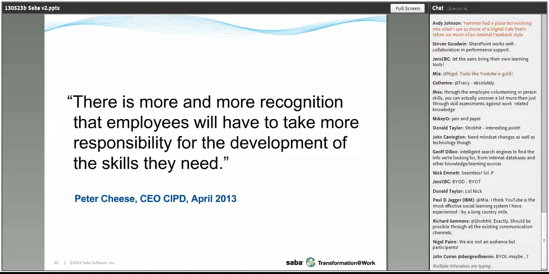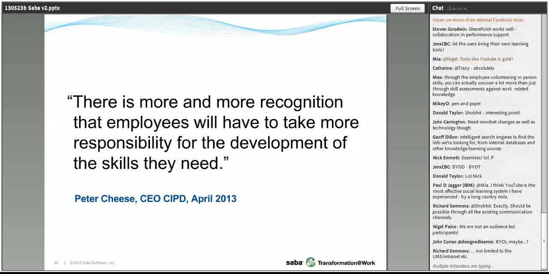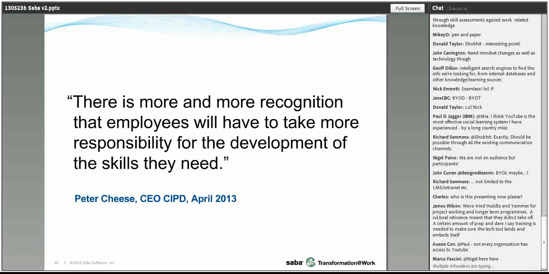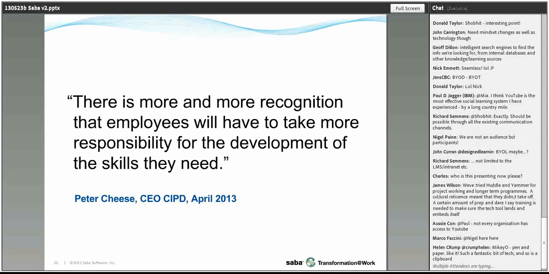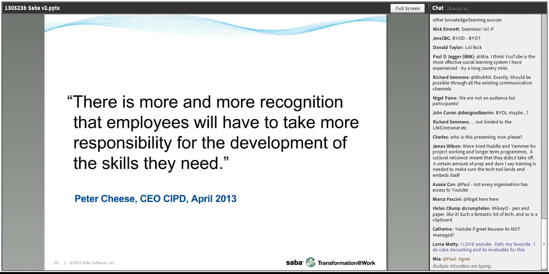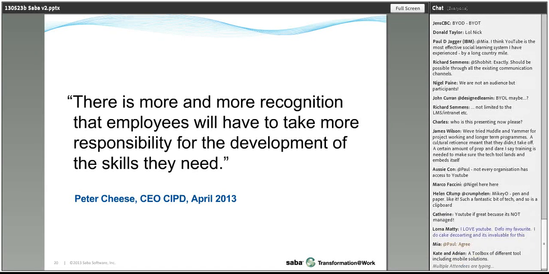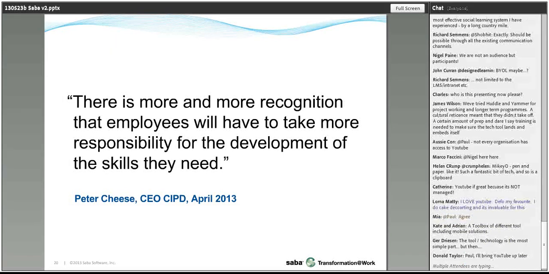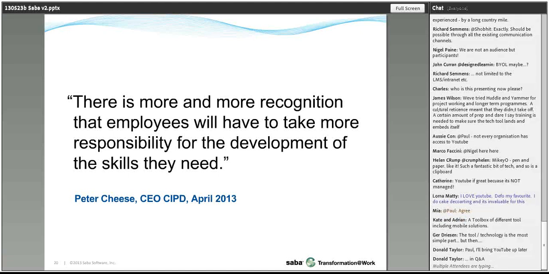I went to an event, it was called HRD, which was held in April by the CIPD, and their CEO, recently appointed, Peter Cheese, he made the following statement, which is really saying that employees need to take a bigger role in their own development and the skills they need. And I don't think anybody would question that nowadays. And certainly the learning and development professionals I spoke to at that event were pointing to the fact that they could not be the sole supplier of all the learning that a company needed and that the employees needed.